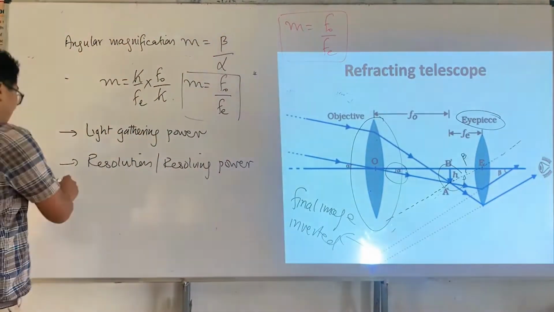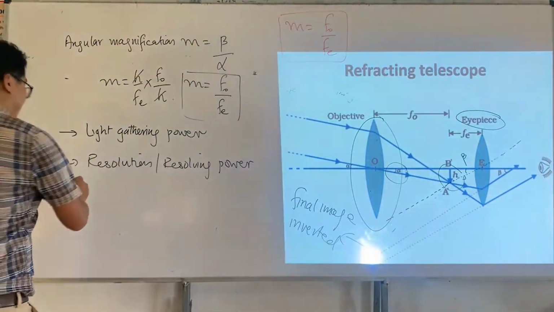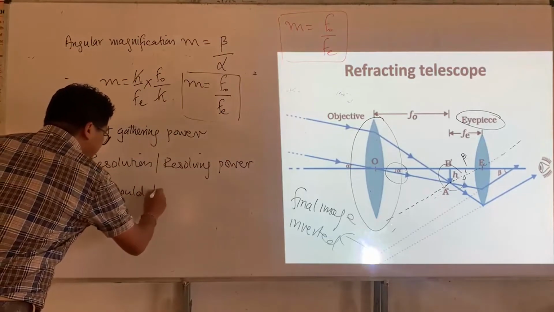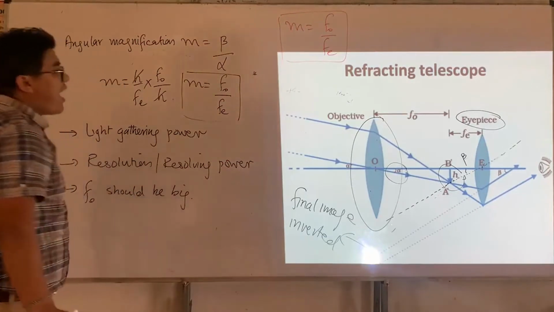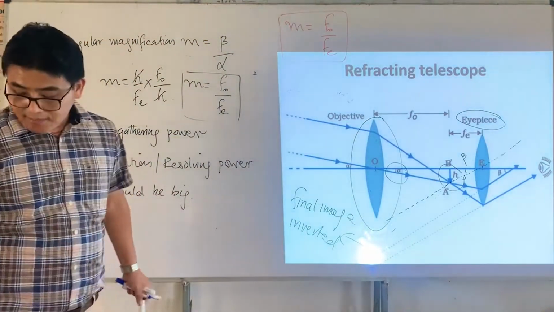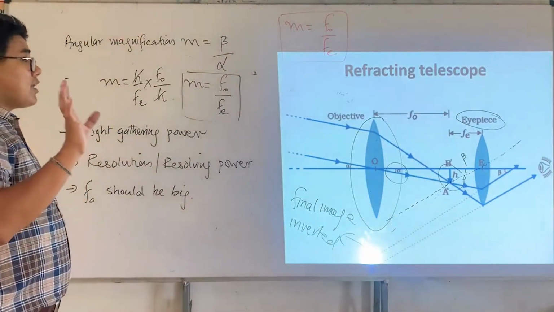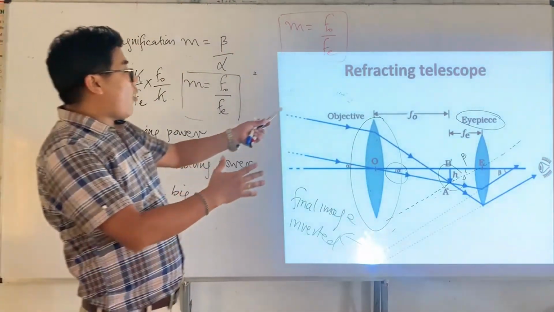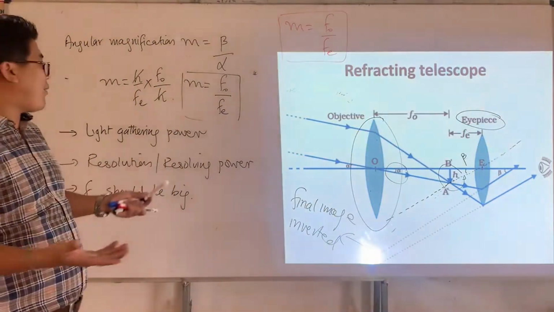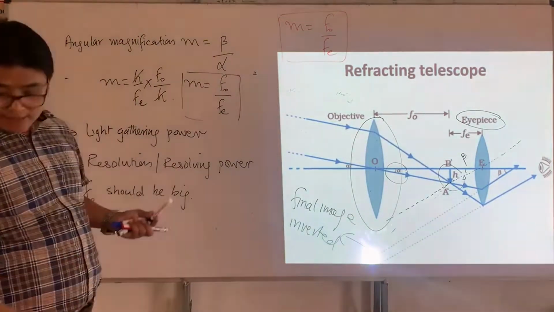Again, for magnification, f naught should be big. If f naught is big, magnification is going to increase. So therefore, again very important. What is the significance of keeping the objective lens big? Two important factors. One is light gathering power is going to increase, and resolving power or resolution is going to increase.